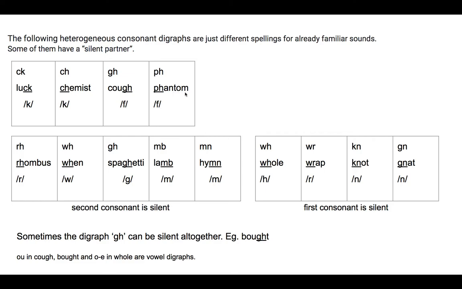as in phantom. Now let us look at the digraphs with silent partners. In the first table, the second consonant is silent and the first consonant produces its sound.